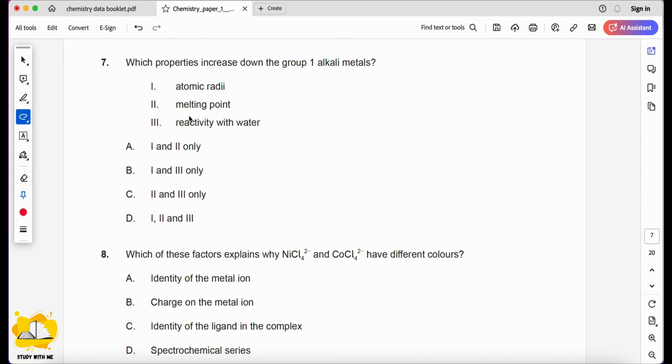Reactivity with water will increase down the group, because when you go down, the reactivity will increase. So therefore, the answer will be atomic radius and the reactivity with water.